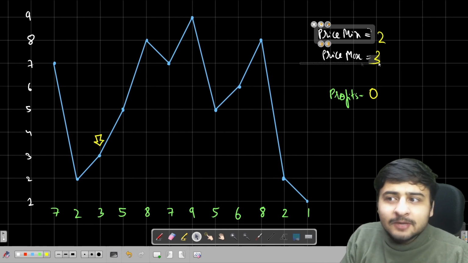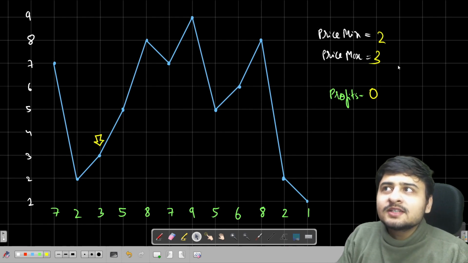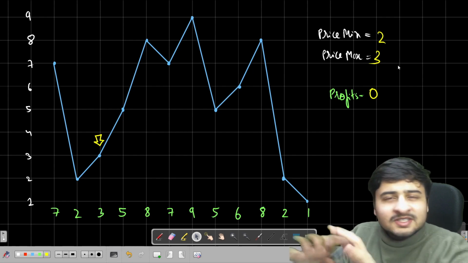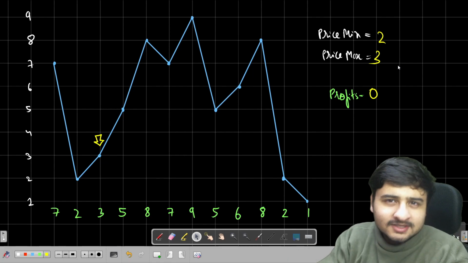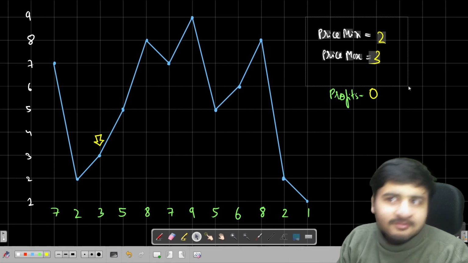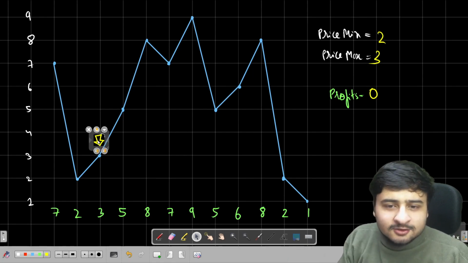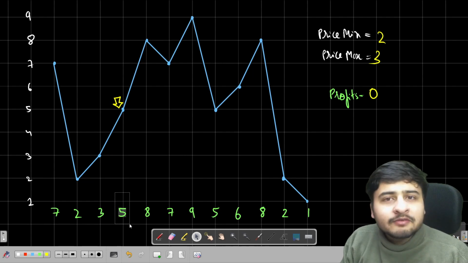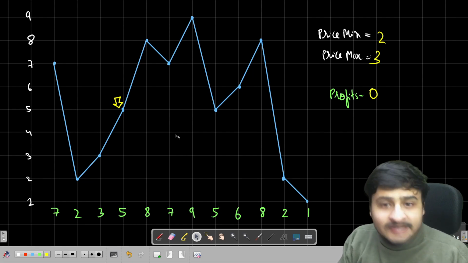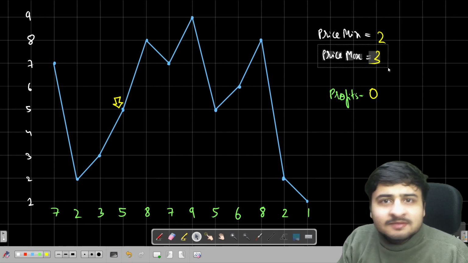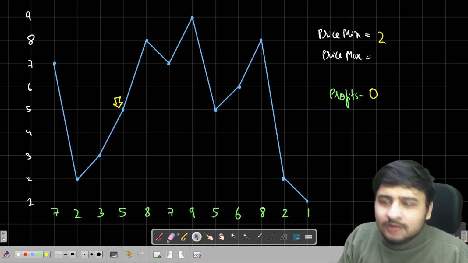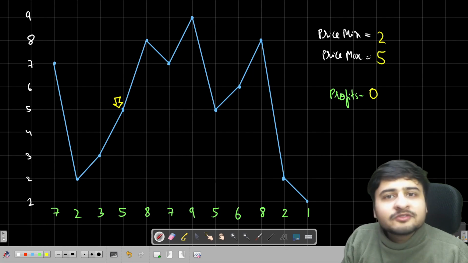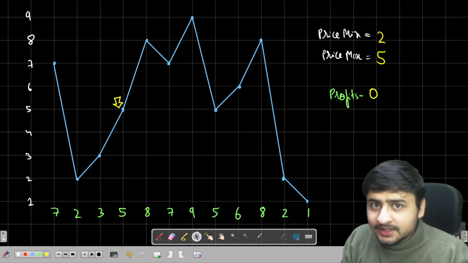Now the price min and price max are, you can say, variables which keep in mind that we are planning to do a transaction on this particular terms. We have not done any transaction, correct? So let's move forward. We are on 5. Selling on 5 is better than selling on 3, correct? So I can update my price max. It becomes 5. Okay, I have not done any transaction.